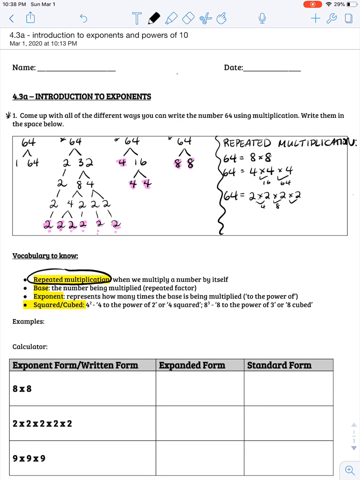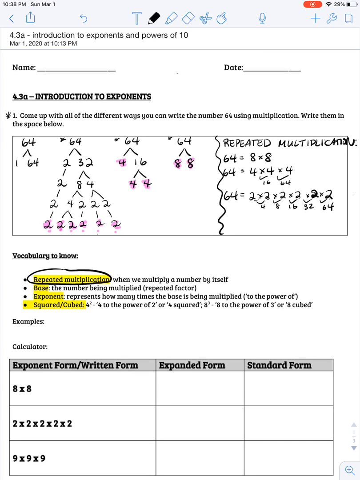Times 2, which is 16. Times 2, which is 32. Times 2, which is 64. I just make sure I have the right number of sixes: 1, 2, 3, 4, 5, 6. That also is the repeated multiplication of 64. It's when we multiply a number by itself.